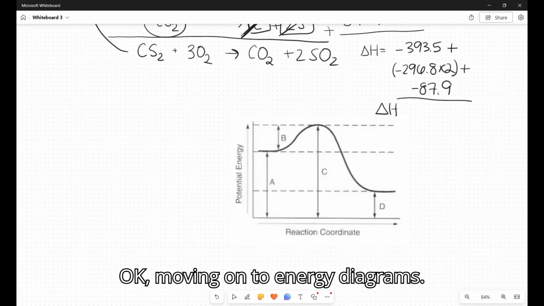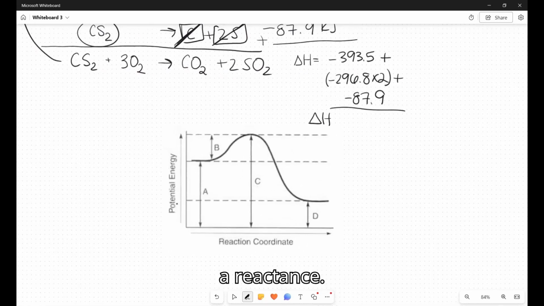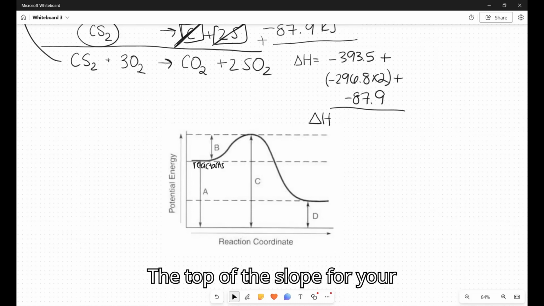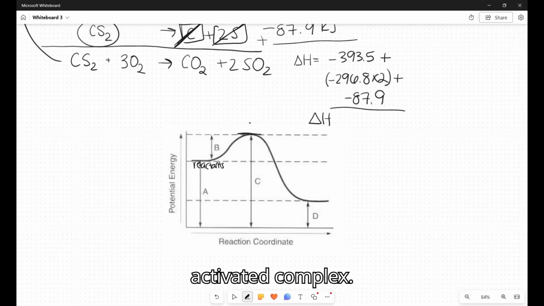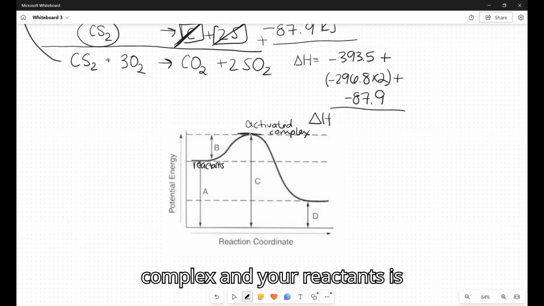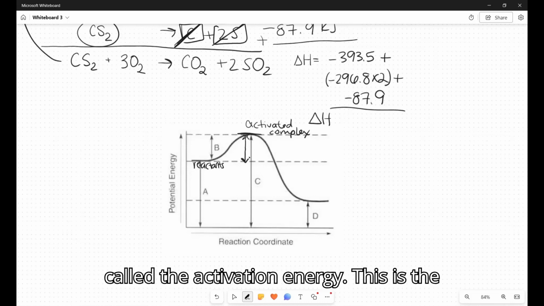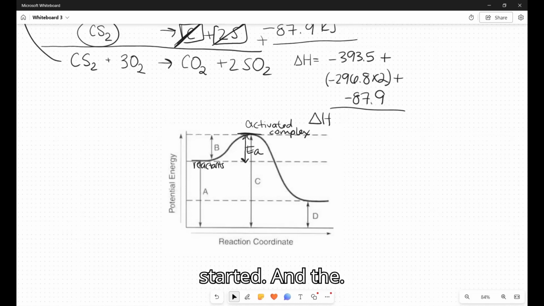Okay, moving on to energy diagrams. A potential energy diagram starts with reactants. The top of the slope for your potential energy diagram is called the activated complex. The difference between the activated complex and your reactants is called the activation energy. This is the energy needed to get the reaction started.